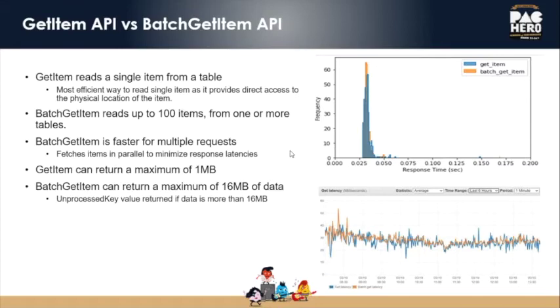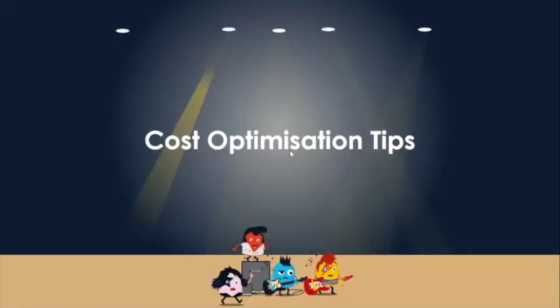So those are the issues we encountered, or things that we implemented, when we were setting up DynamoDB. Next, I will talk about cost optimization tips. What are the things you can do to optimize DynamoDB cost?